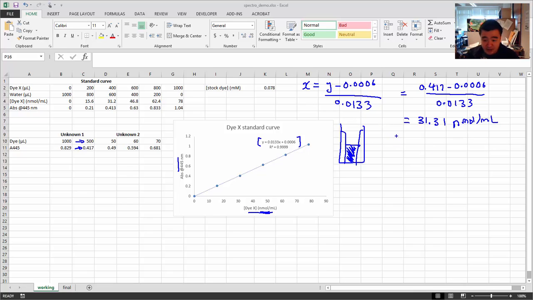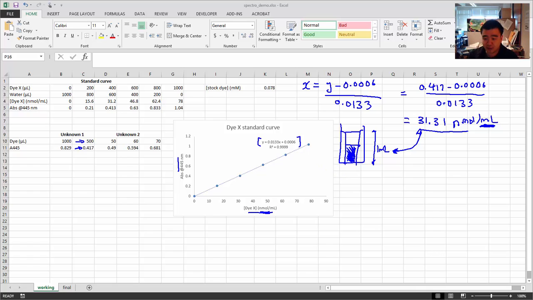Okay, so the question now is, in this cuvette, you've got 500 microliters of the dye, but you also had another 500 microliters, and that was water. And so the entire volume of the solution in the cuvette was 1 milliliter. What this is actually describing is that in 1 milliliter of the cuvette, there were 31.3 nanomoles. Okay, so in this 1 milliliter of the cuvette, after the dye and the water were added, there were 31.31 nanomoles of the dye floating around.